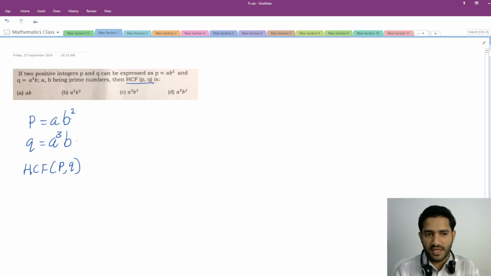So in P we have A and B, in Q we also have A and B. So highest common factor, in P, A into B square. So A is common. A is also here in Q, but in Q we have A cube, but in P we have only A square. So we can take one A as common, and B square and B, which one is common? Surely B. So option A is the correct answer, the highest common factor of P and Q.